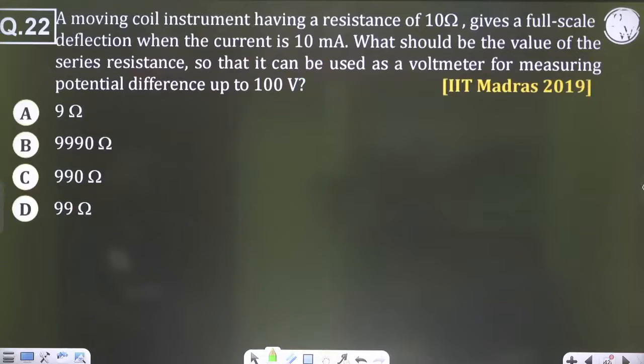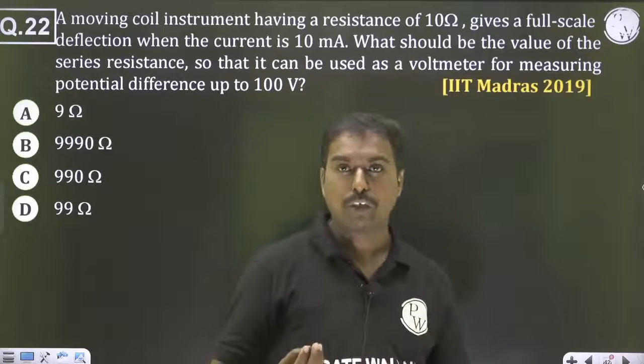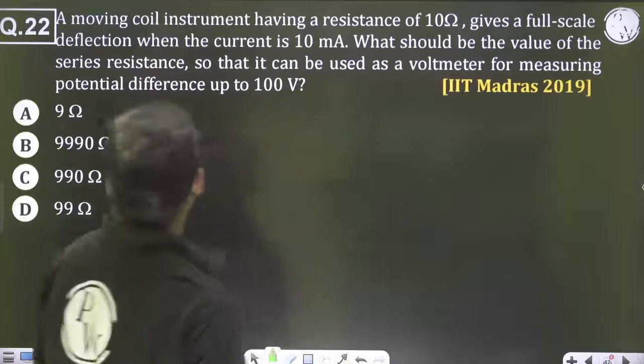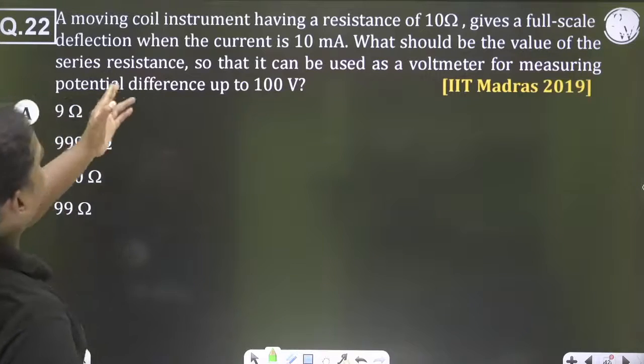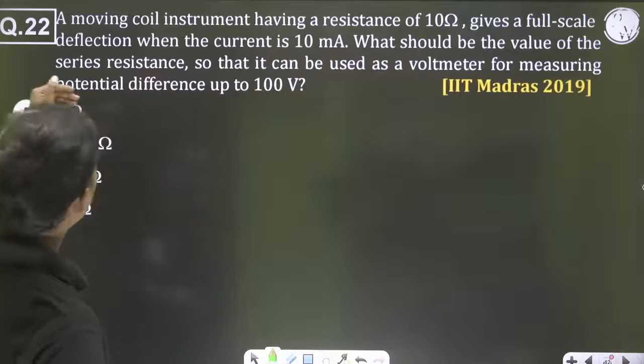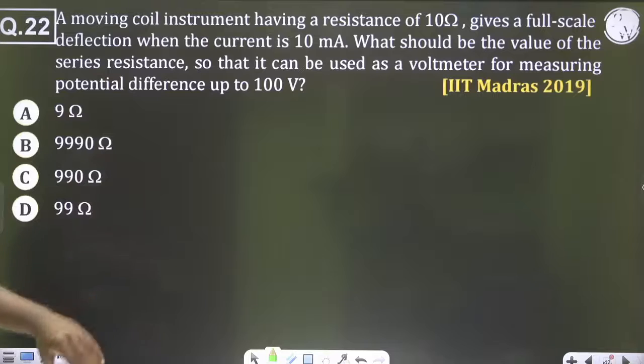Up to now we have done the PMMC ammeter. Now we are going for the PMMC voltmeter. A moving coil instrument having a resistance of 10 ohms gives full scale deflection when the current is 10 milliamperes. What should be the value of series resistance so that it can be used as a voltmeter for measuring a potential difference of 100 volts?